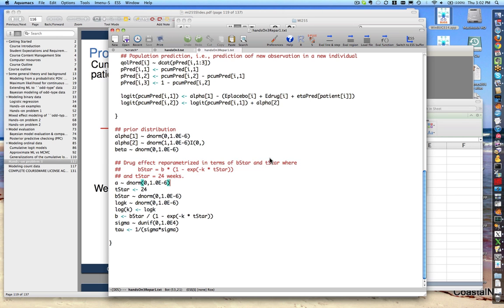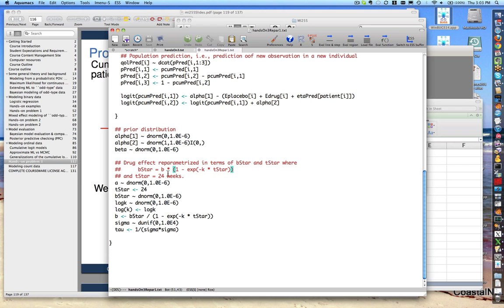So what I've done is I set T star to be some value within our time range, and in this case I just picked the endpoint time of our study, 24 weeks. So you can see I mentioned T star is 24 weeks. And B star is going to be the value of that one term, that second term in the drug effect at T star. So B star is going to equal B times 1 minus e to the minus k times T star. Similarly, if I turn that around, I can solve for B.